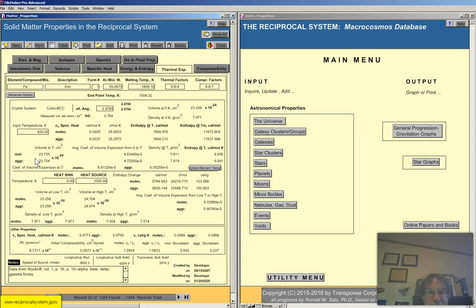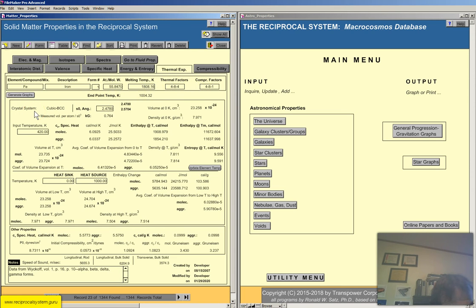Okay, there it is. All right, not too bad. Now the top row here is the same as on the other layouts. The element or compound or mix is given here, in this case iron, Fe. Description, form number, atomic or molecular weight, melting temperature, thermal factors, and compressibility factors. Again, I recommend that you obtain Dewey B. Larson's work, Basic Properties of Matter, to understand these factors here.